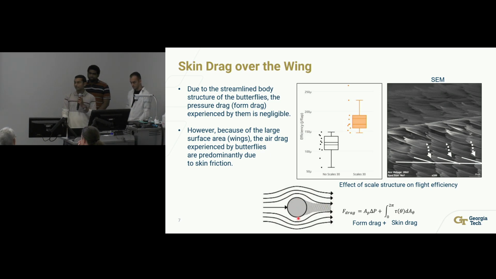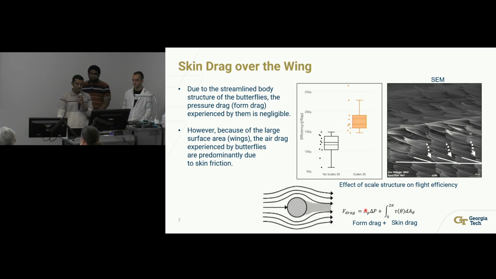Now, in the case of butterflies, the pressure drag is almost negligible, and the reason is the streamlined body or streamlined structure of the butterfly itself, because the wings are very thin and there is not enough area. First of all, the pressure gradient is very small for the butterfly, and second, the cross-sectional area of the butterfly is small. In that way, form drag is almost negligible for butterflies. But skin drag is considerable, because skin drag depends on the surface area, not cross-sectional area. And butterflies have a considerable amount of wing area, which essentially results in surface skin drag.